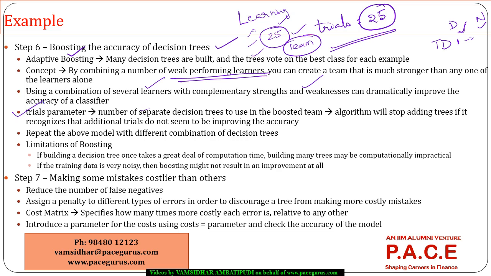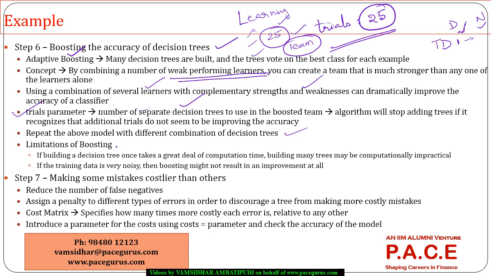In C5.0, that can be accomplished through trials. Trials is the parameter that we use in the C5.0 formula, which says how many separate decision trees are to be used for the boosting process. If there is no improvement, it will stop after a certain point. But you can go up to 25 different trees so that the overall process can be boosted. We can go with different combinations of decision trees, change the numbers, and based on that see if our overall prediction of the test data is improving in any of the cases.